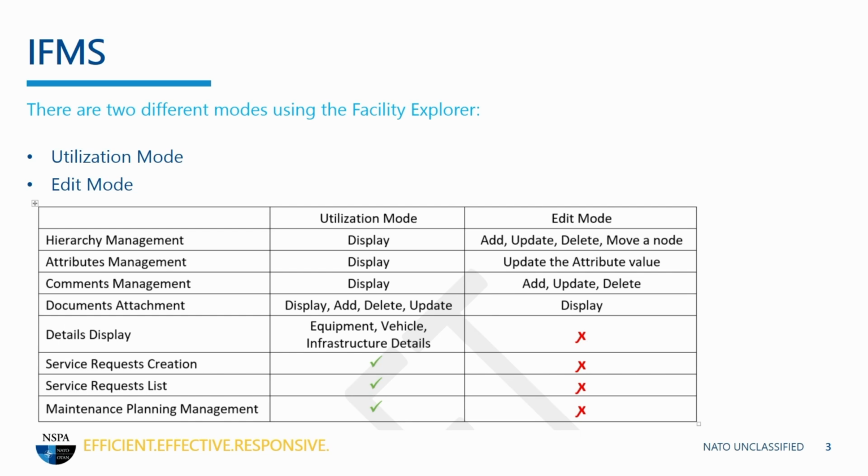There are two different modes using the Facility Explorer: utilization mode and edit mode. The utilization mode is most likely used by the facility manager, where the edit mode will be used by the infrastructure manager. In the utilization mode, you can create service requests and do maintenance planning, where in the edit mode, I can add, update, delete or move a node within my structure, and I can update the attributes.